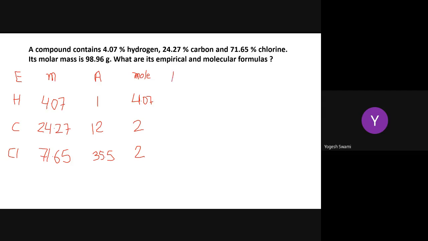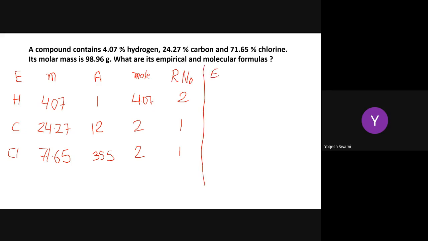Now the relative number. Which one is the least among these three quantities? 2 is the least number. So we divide all these by 2. 4.07 divided by 2 is nearly equal to 2. 2 divided by 2 is 1. This 2 again divided by 2, the value is 1.